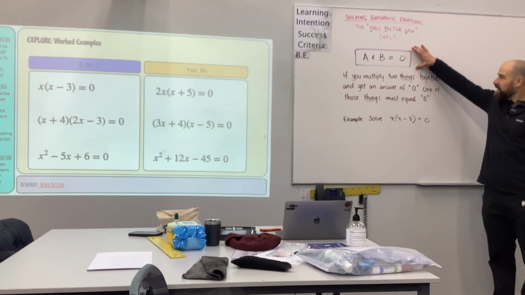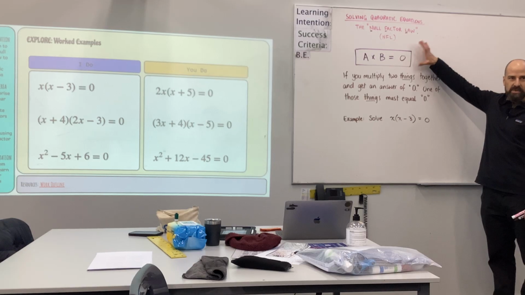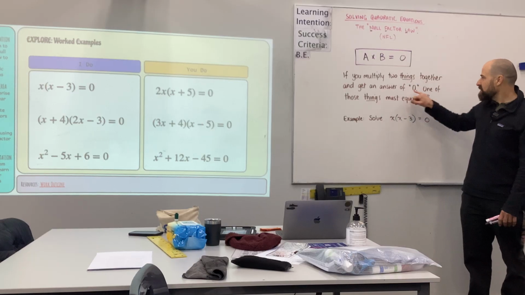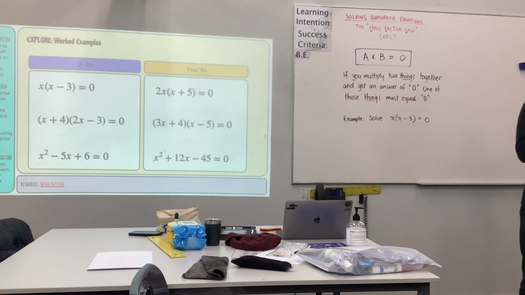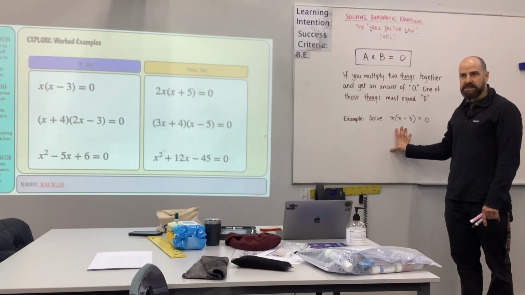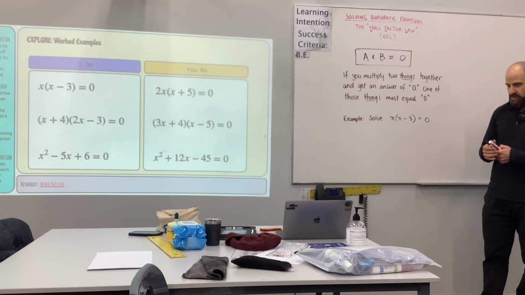Our brain break game, we saw that when we multiply two things together and get an answer of 0, one of those things must be 0. Or, if you multiply two things together and get an answer of 0, one of those things must be equal to 0. We're going to use that fact, that is our null factor law, to help us solve these types of problems.